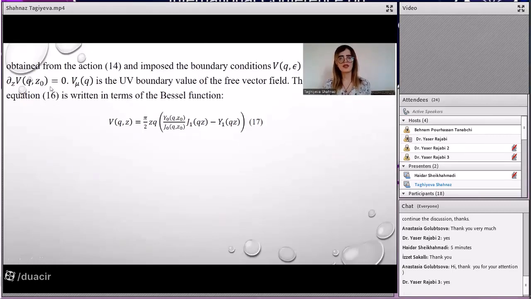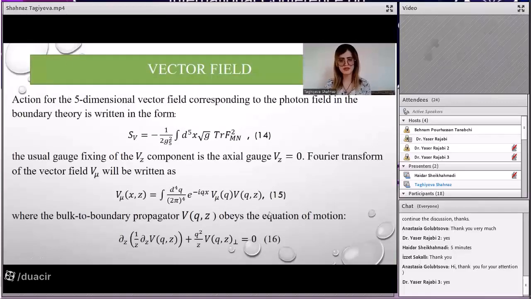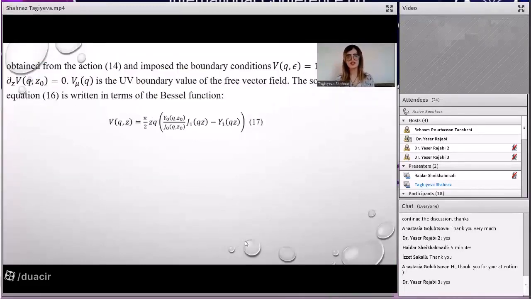And this is the boundary value of the free vector field, and the solution of equation 16 is written in terms of the Bessel function as expression 17.